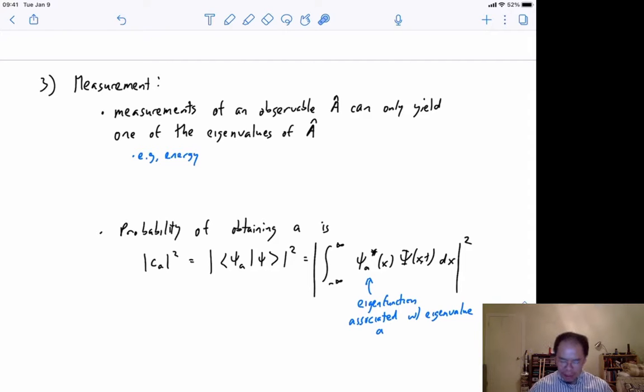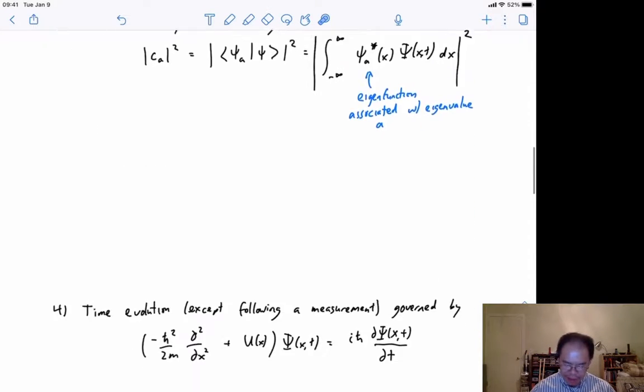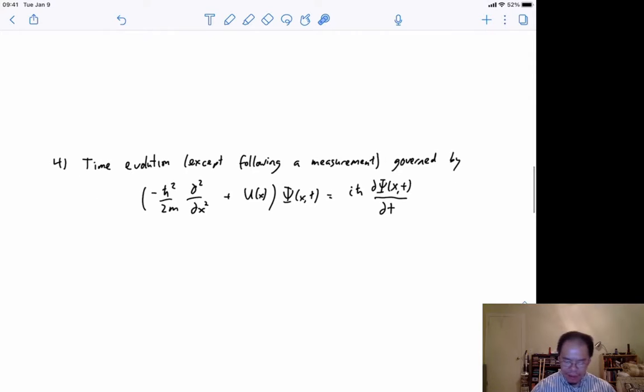So again, not really any new content here. The next postulate we should think about is time evolution. So as we talked about when we introduced it, right, time evolution for wave functions is governed by the time dependent Schrödinger equation, which looks like this. So remember, we went through the separation of variables argument, and we found out that if we have energy eigenstates, those time evolve in a particularly nice way, right?